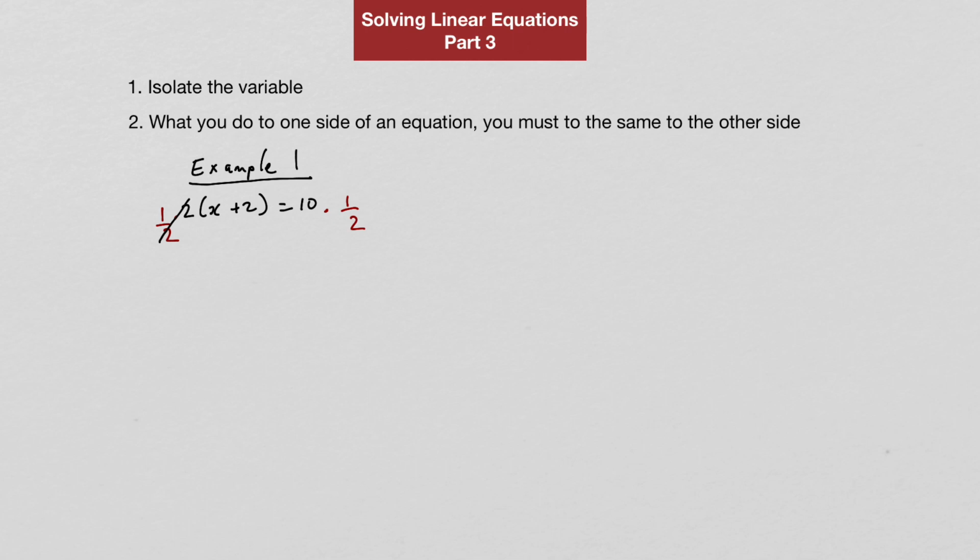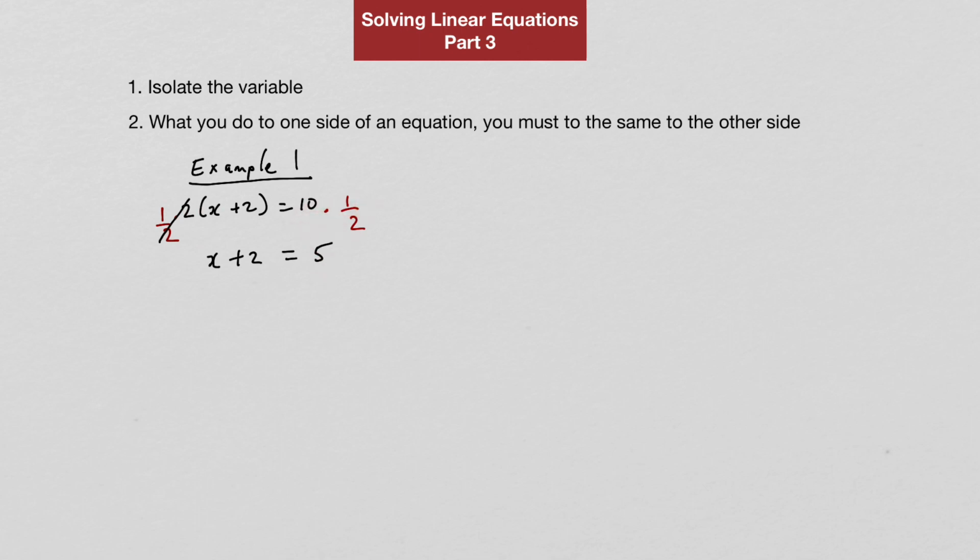That becomes 1. And now we're just left with x plus 2 is equal to, and 10 times 1/2 is equal to 5. Okay? So we did 2 different computations. Normally I would write it out separately, but since we've done this a few times, you should be able to see that this cancels out and that we multiplied these out to get us 5.